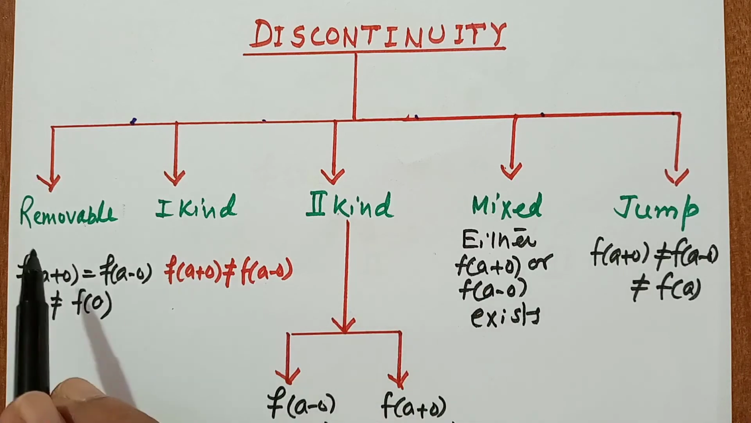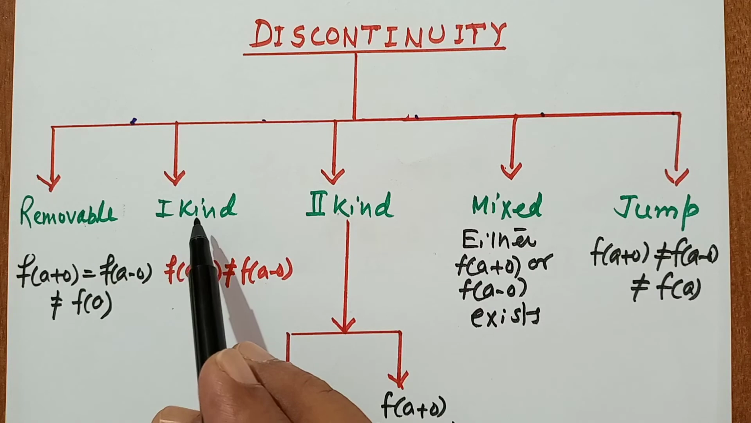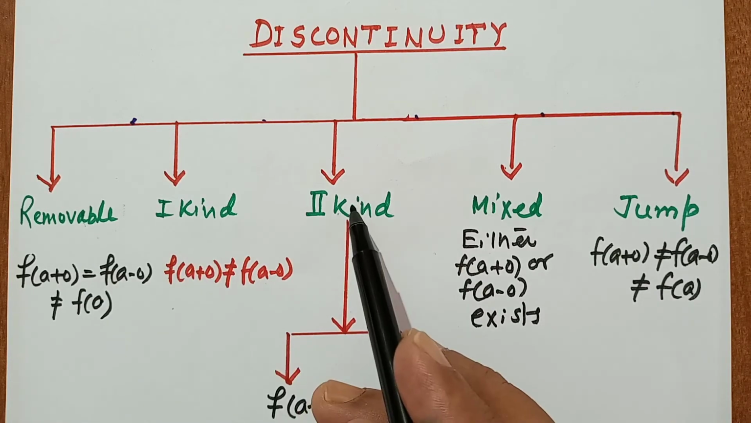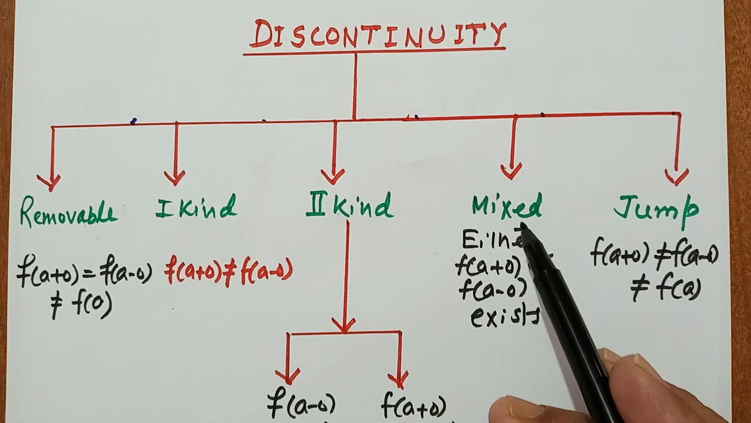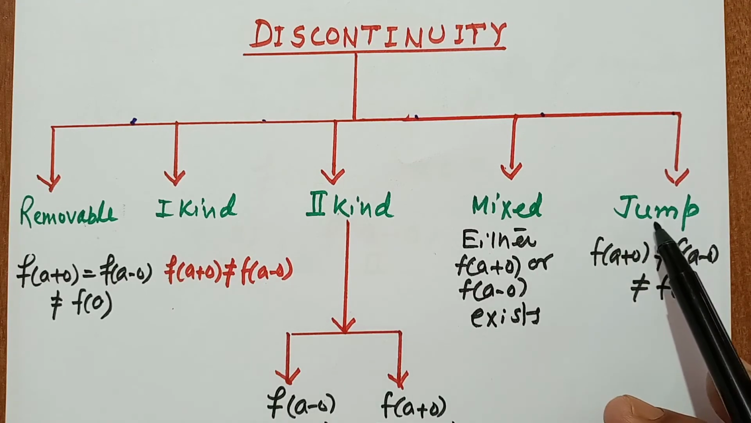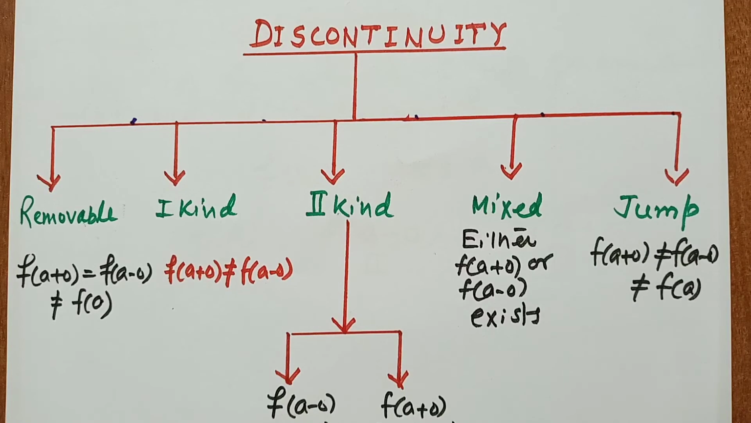First is the removable discontinuous function. Second is discontinuity of the first kind. Next is discontinuity of the second kind. Next is mixed discontinuity, and last is jump discontinuity. We will discuss these discontinuities based on the definition of a continuous function.